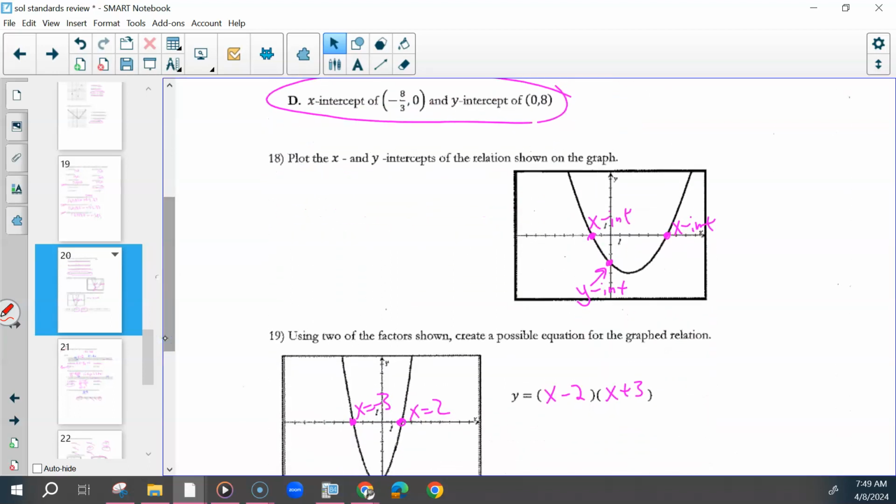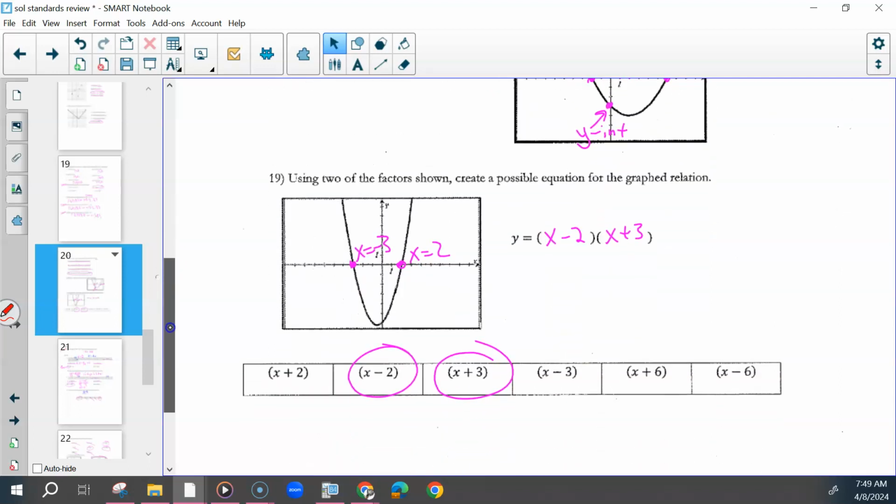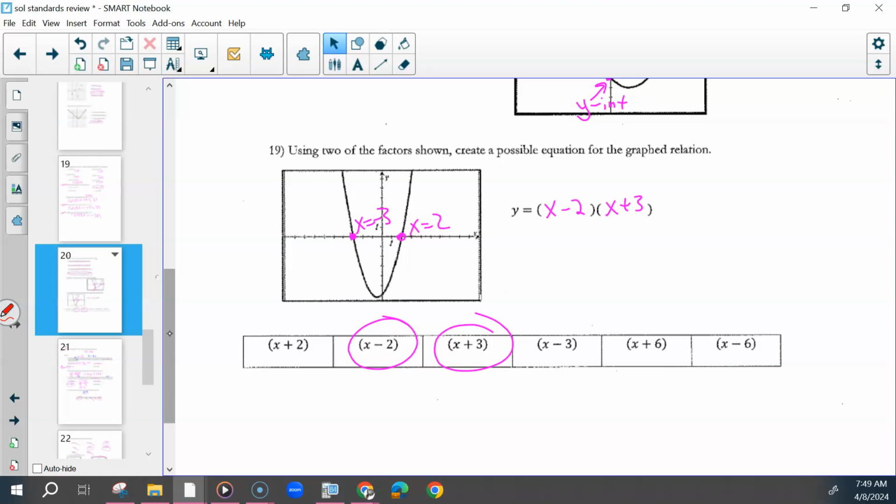18, you had to plot the x and y intercepts on the graph. 19, you had to put the 2 factors in that would create the graph given, which would be x minus 2 and x plus 3. We'll be talking more about that next week, how to find the factors to make x-intercepts.